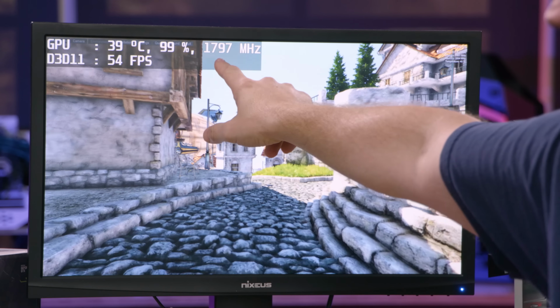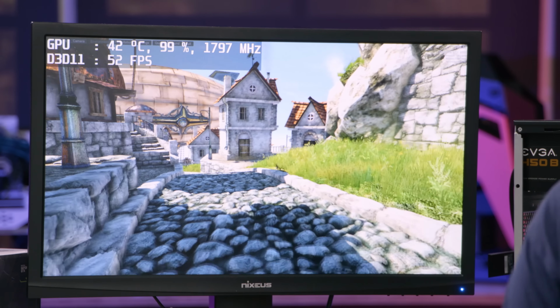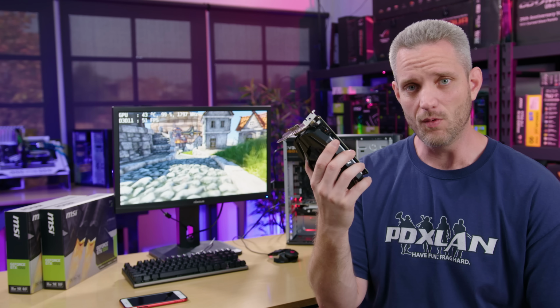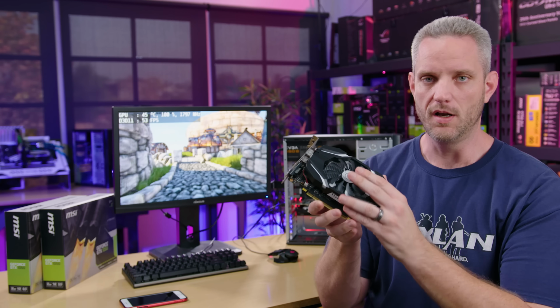1810 immediately. Now it's going to come down, right? But you see how it's already 60 megahertz faster than this guy was. Now 60 megahertz matters, trust me, it matters on a core or on a GPU like this.